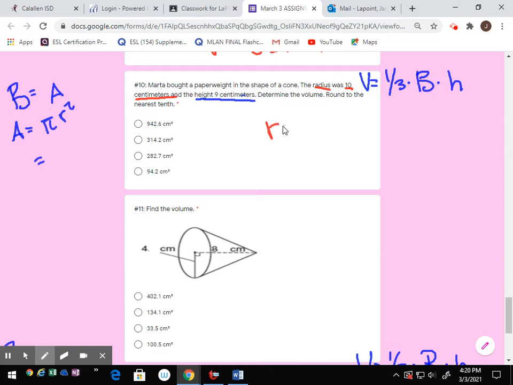So we know R is equal to 10. We know height is equal to 9. Okay? So let's plug these into our formulas. Over here, we have big B, which represents the area of the base. If we're talking about a cone, we know the shape of our base is a circle. The area formula for a circle is pi radius squared again. So we have pi times 10 squared.